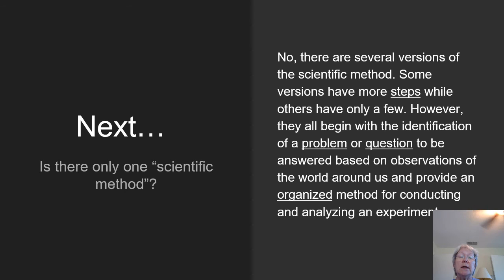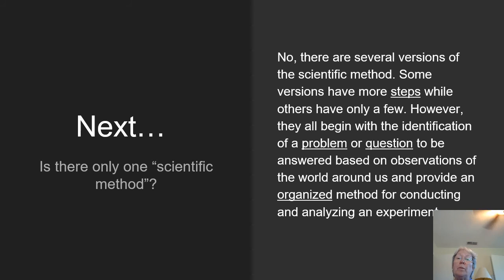It says, is there only one scientific method? And it says no. There are several versions of the scientific method. Some versions have more steps, while others only have a few. However, they all begin with the identification of a problem or question to be answered based on observations of the world around us and provide an organized method for conducting and analyzing an experiment.